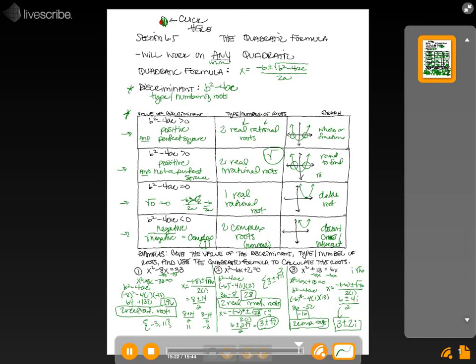Now I realize that's all pretty cramped there at the bottom, and I apologize. But if you have any questions on this, you should bring them to class next time. You do need to know the quadratic formula, so make sure you have it committed to memory. And the discriminant, which is part of the quadratic formula. If you have any questions, again, bring them to class next time. Otherwise, those are your notes on section 6.5 on the quadratic formula.